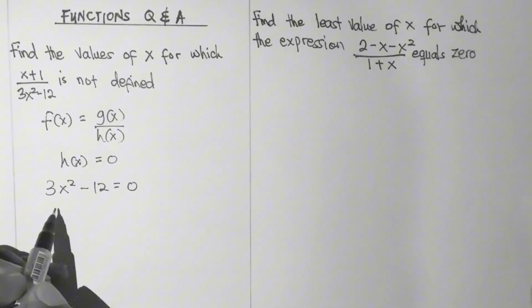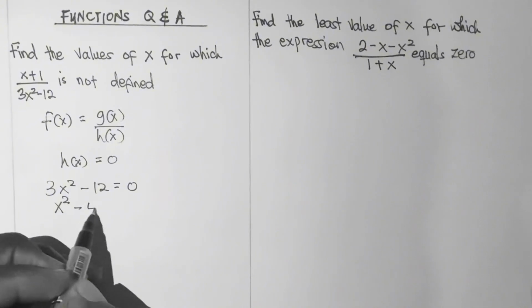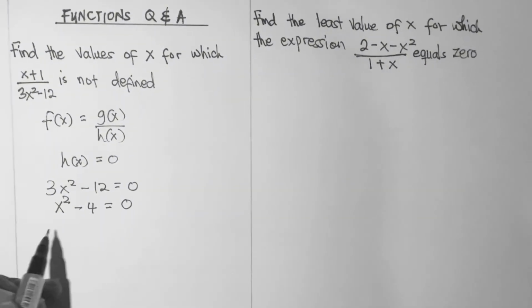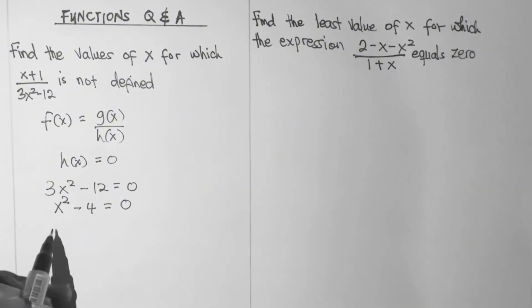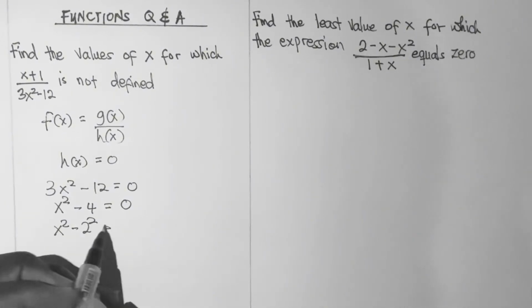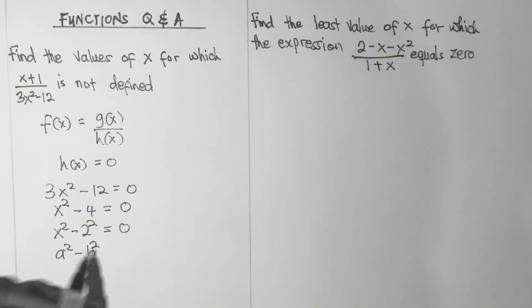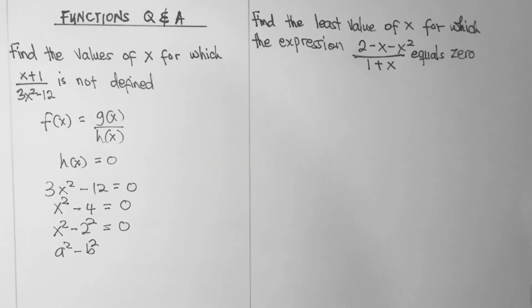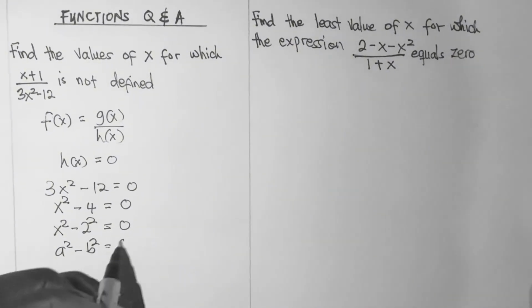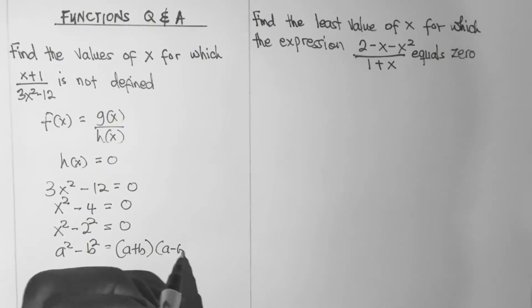So let's divide through by 3. You get x squared, then minus 12 divided by 3 is minus 4 equals 0. However, you can see that 4 can also be written as 2 squared. So it becomes x squared minus 2 squared equals 0. Now, a squared minus b squared is what? Difference of two squares. So this is equal to, in brackets, a plus b times, in brackets, a minus b.